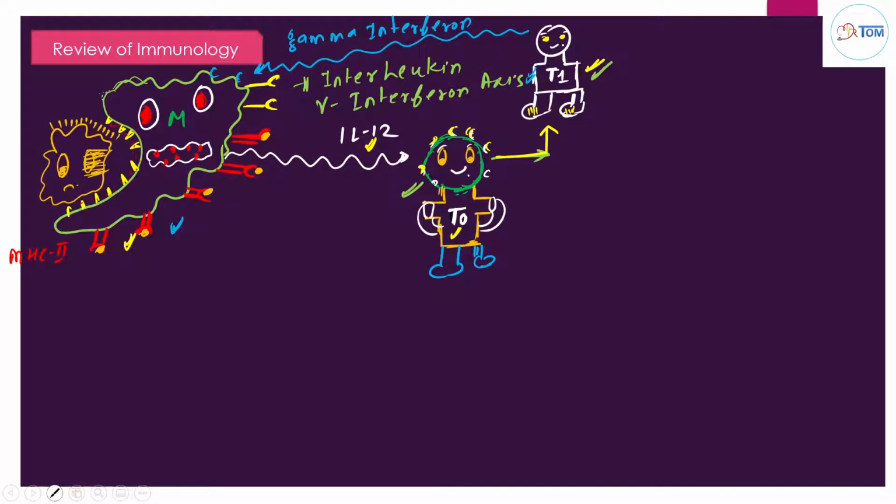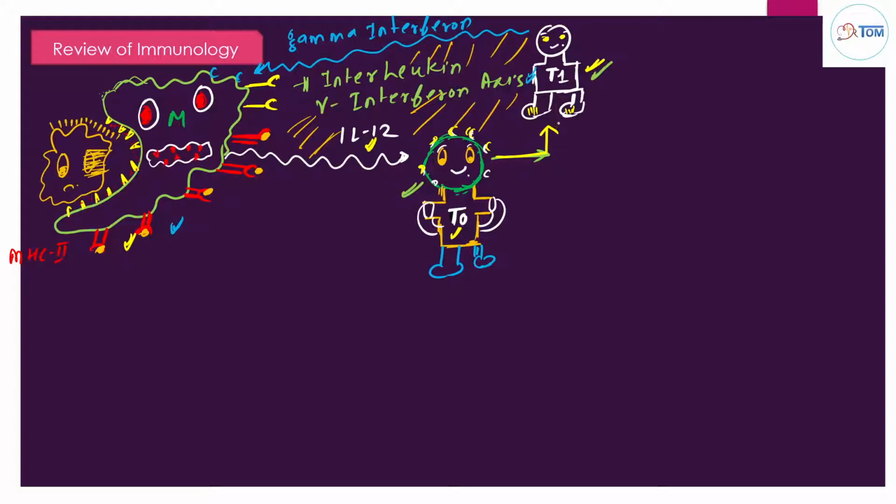So let me draw it with a color so that you guys can realize what I'm trying to say. This pathway, this entire pathway where I'm coloring, is called the interleukin gamma interferon axis pathway. What this pathway is explaining is that macrophage is activating T0 cell. T0 cell then transforms into T helper 1 cell. T helper 1 cell then again activates macrophage and says, okay macrophage, kill more and more pathogen.